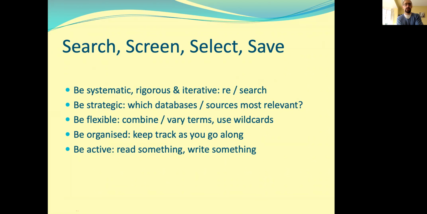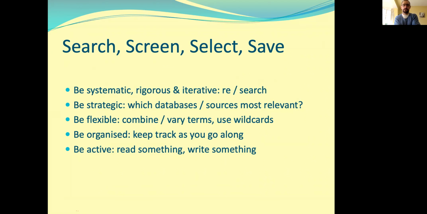Be strategic, right? So think about which databases and which sources are likely to be most relevant to you and focus your energies on those. Be inventive, be flexible, think about how you might use different search terms that relate to what you're interested in to find more results. Use wildcards. In other words, things like stars at the end of words will help you produce more results. So for instance, if you put an asterisk at the end of learn, you'll get things to do with learning, learner, learned, and so on.